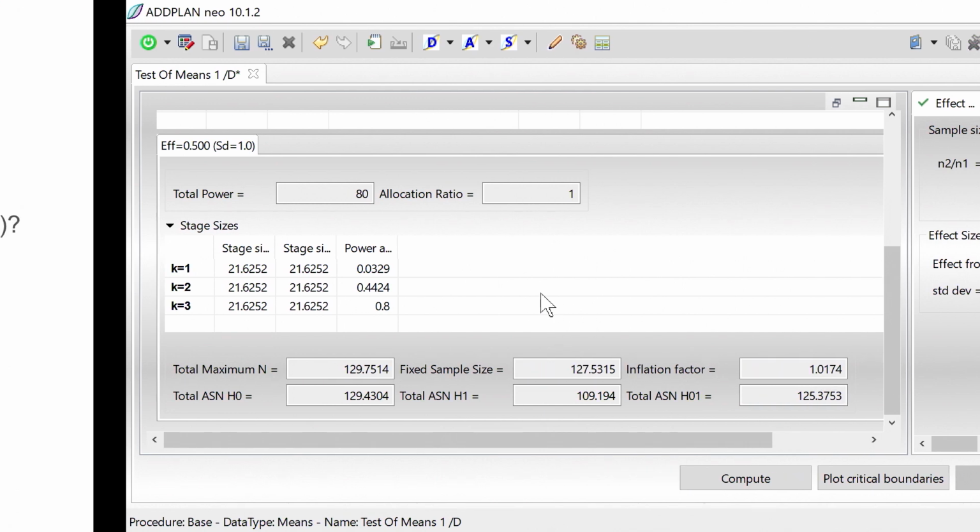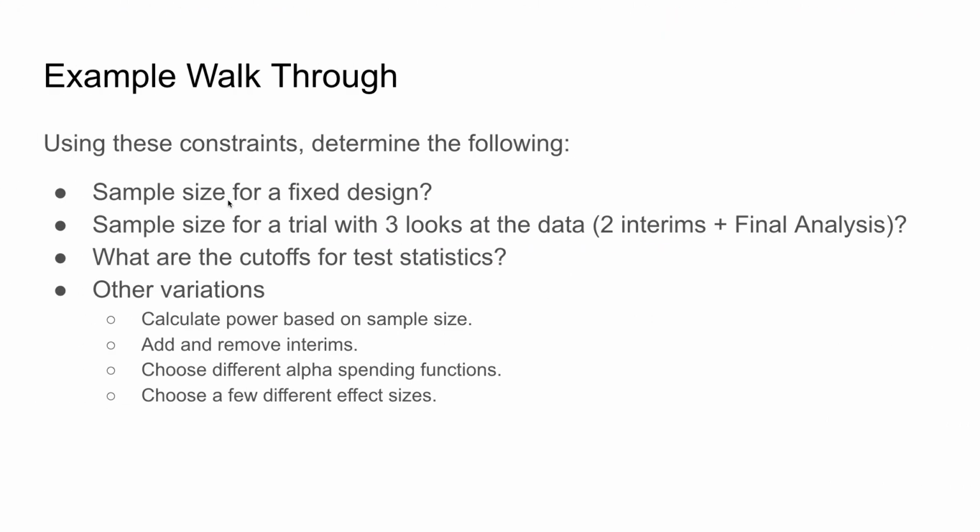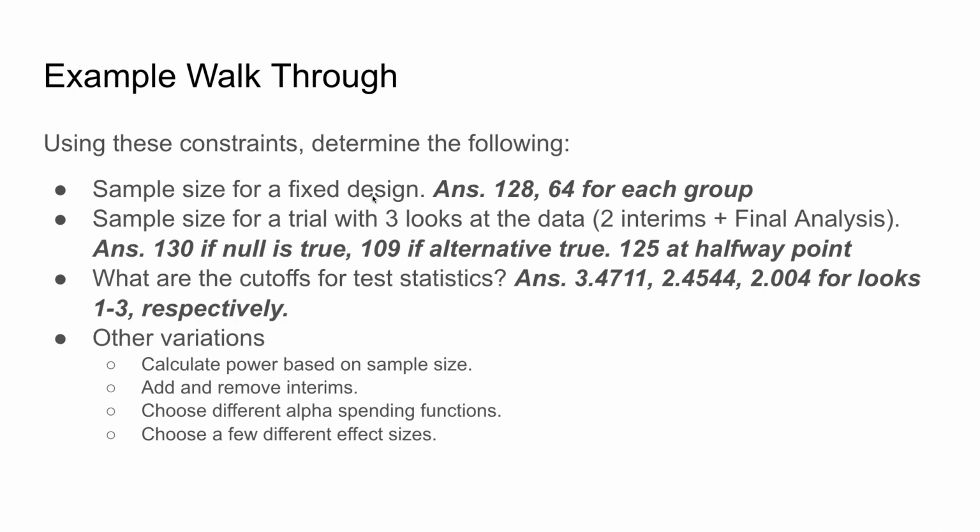So going back to our questions over here, we can take a look at sample size for a fixed design, 128 or 64 for each group. If you run the trial with 3 looks at the data, it will round it up to 130 if the null is true, 109 if alternative is true, and 125 at the halfway point. Answering the question, what are the cutoff test statistics? We've got, like we saw in the table, 3.4711, 2.4544, and 2.004 for looks 1 to 3 respectively.